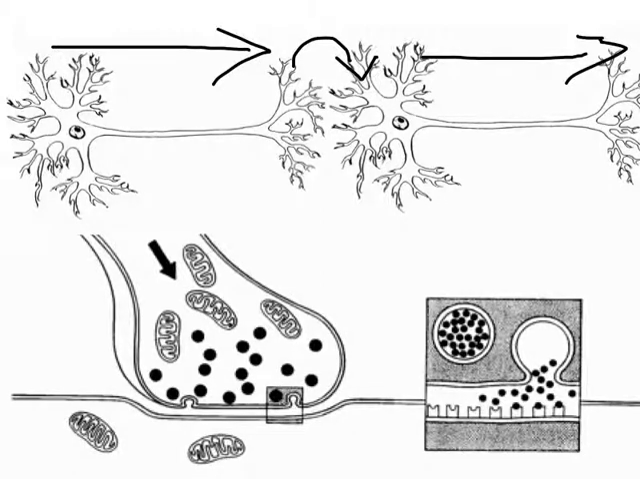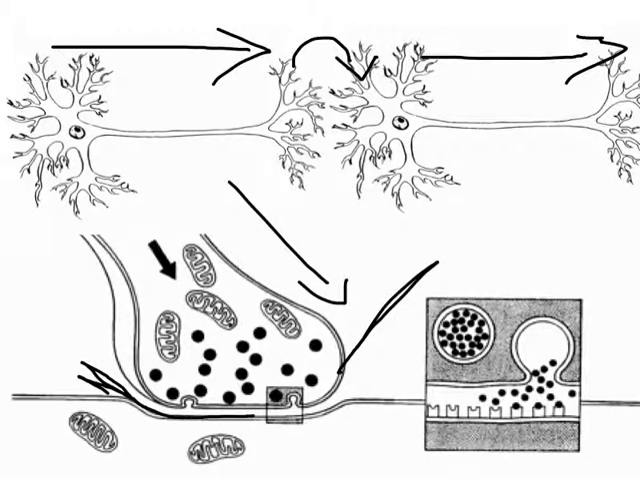Remember, a signal always goes from dendrites to axon, dendrites to axon. That's how it moves. So this picture shows that the signal is moving in this direction. This right here is the axon terminal, and this area in between the two is the synapse, the gap between the two. So that's the signal coming down, that's the synapse. You can label those.